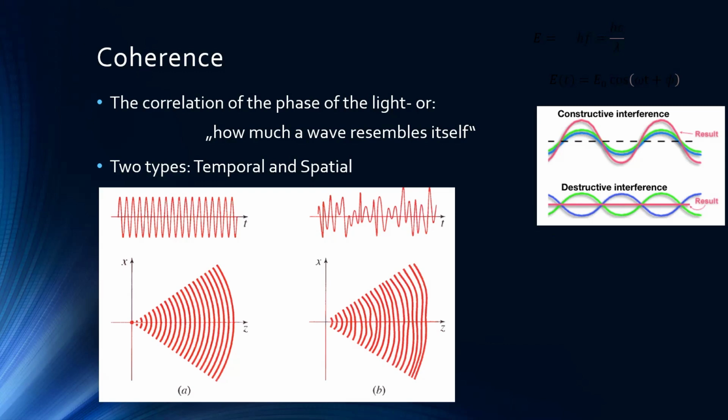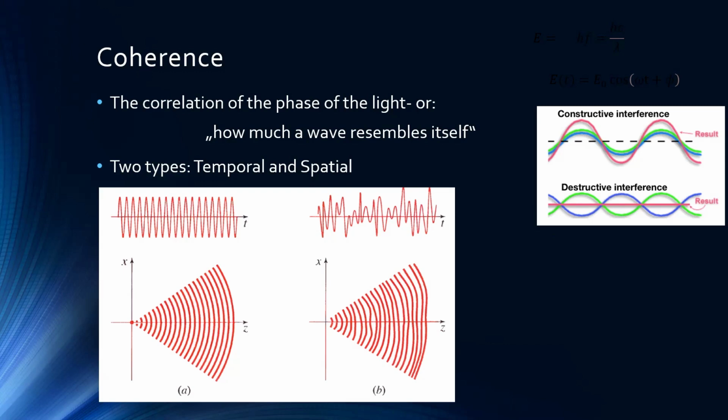Looking at the top two graphics of this image, this is temporal coherence versus incoherence. I wrote this down so I don't butcher it: temporal coherence, which you see here, is the correlation of phase at different points in time.